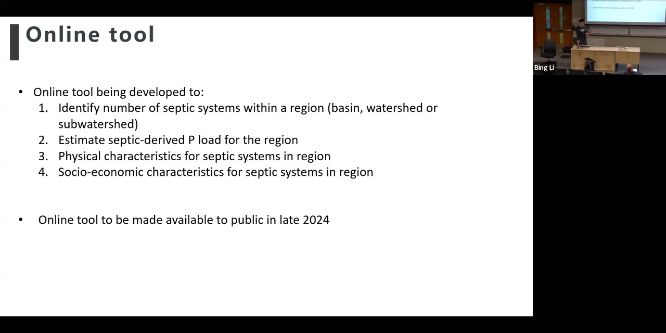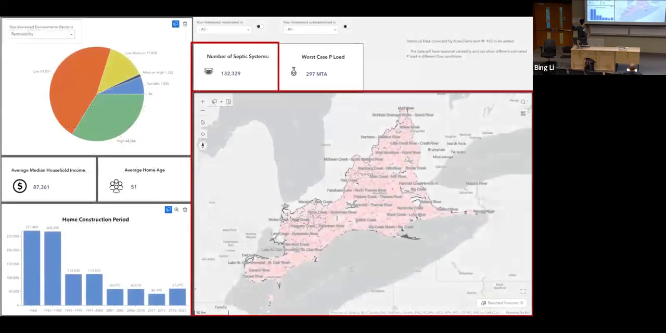The online tool will be made public in late 2024, but it is already open to the university. You can find it on ArcGIS Online, on the organization page. Here are some screenshots. Here's the map of the septic systems, and we can identify the number of septic systems and also the worst case phosphorus load, which is calculated at the scenario where we assume every septic system fails and all the phosphorus won't have any attenuation.